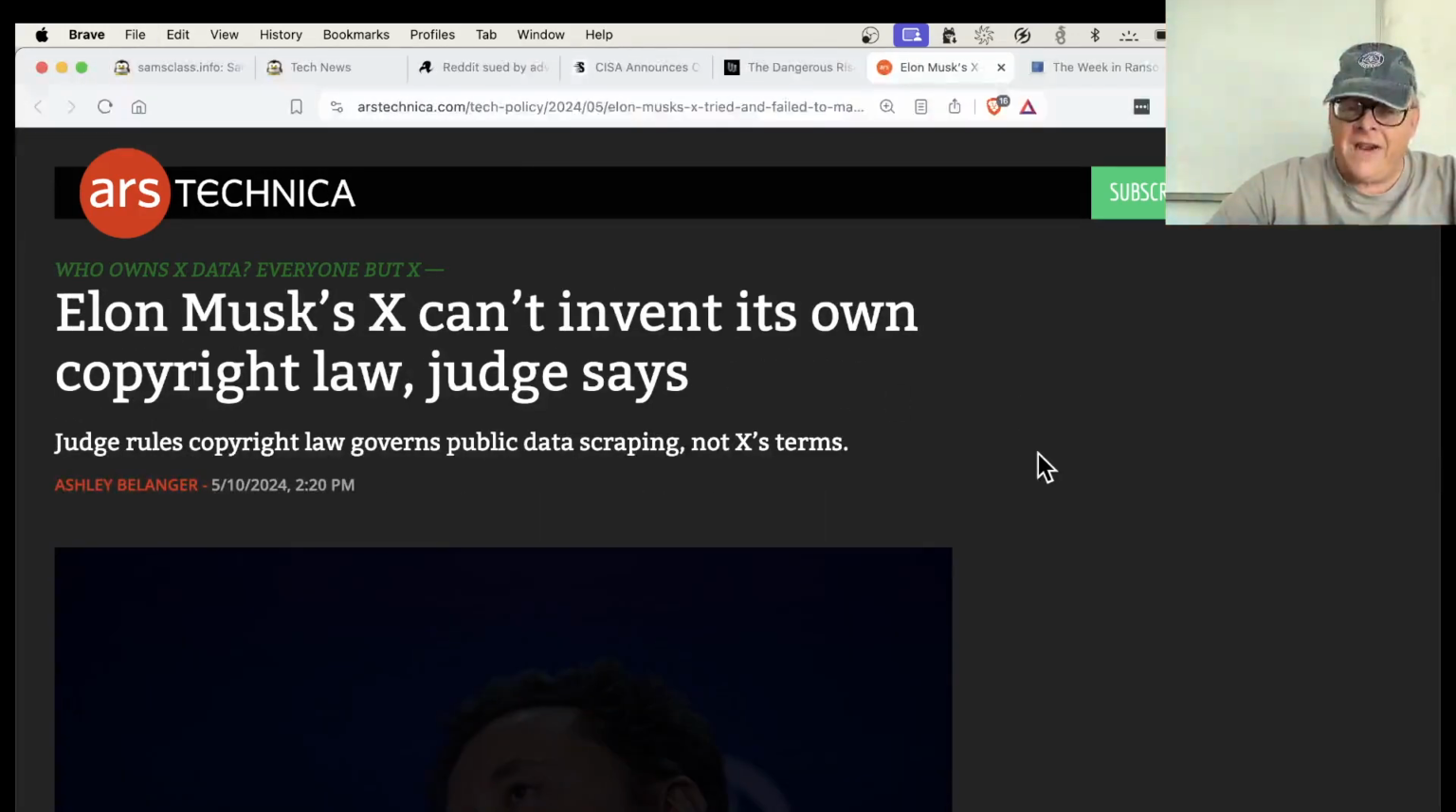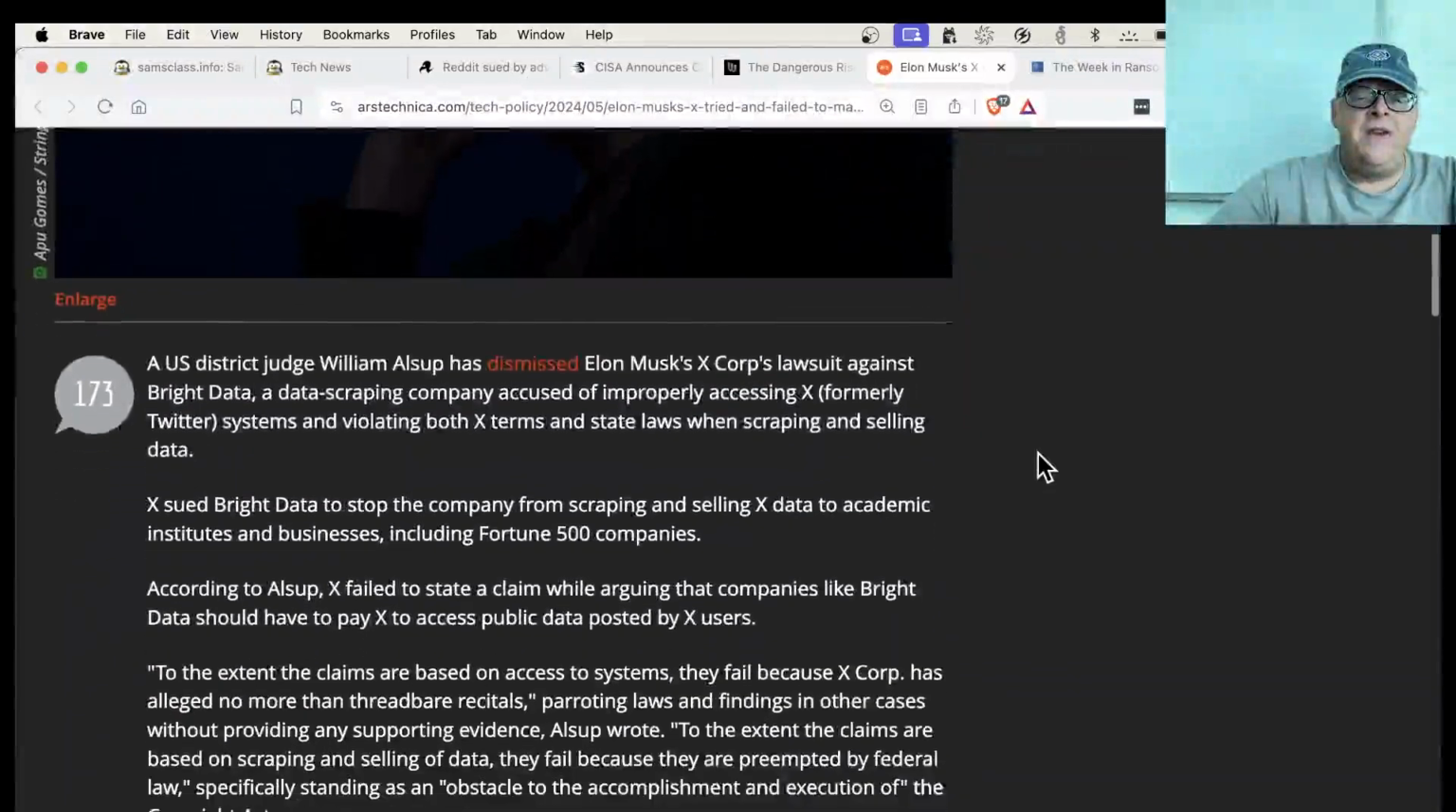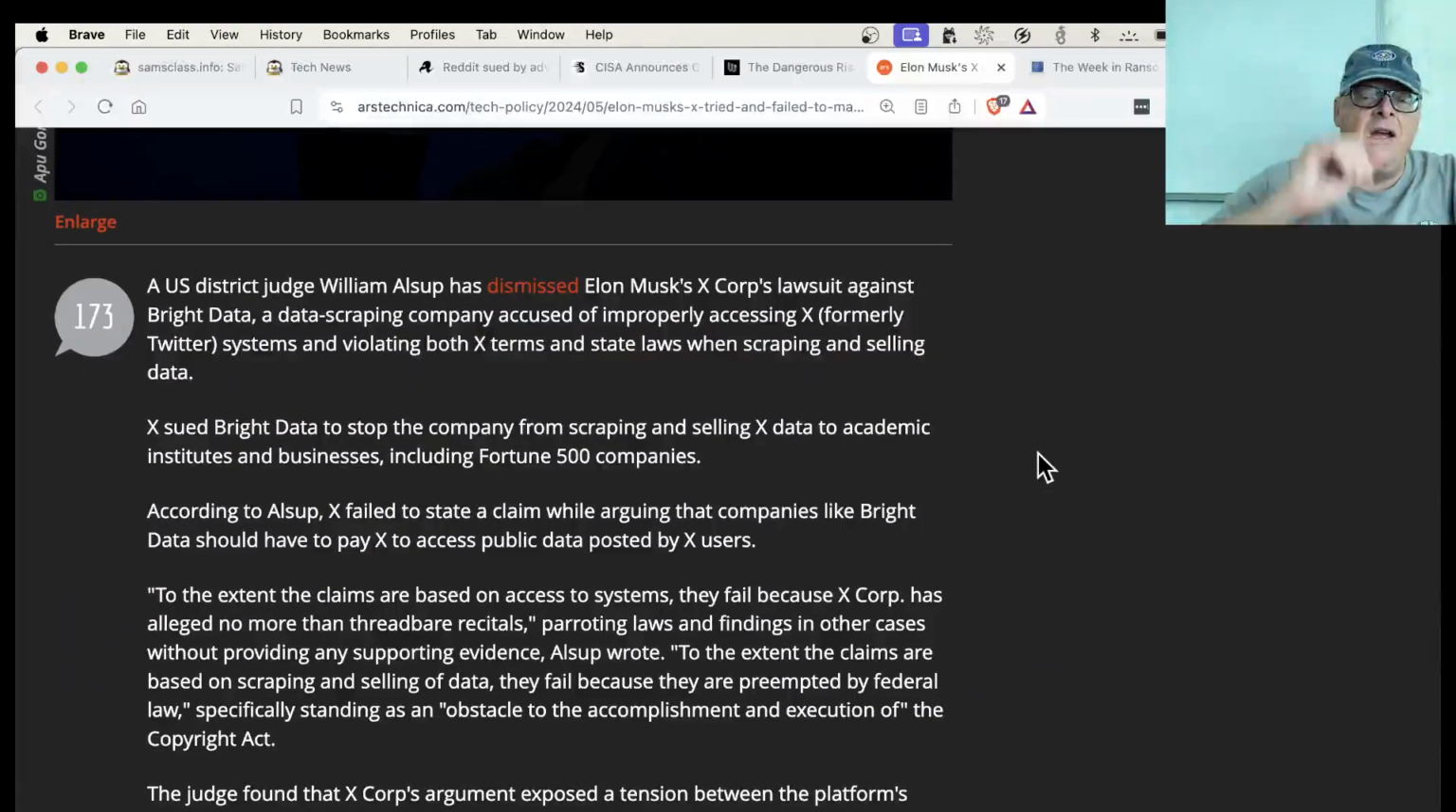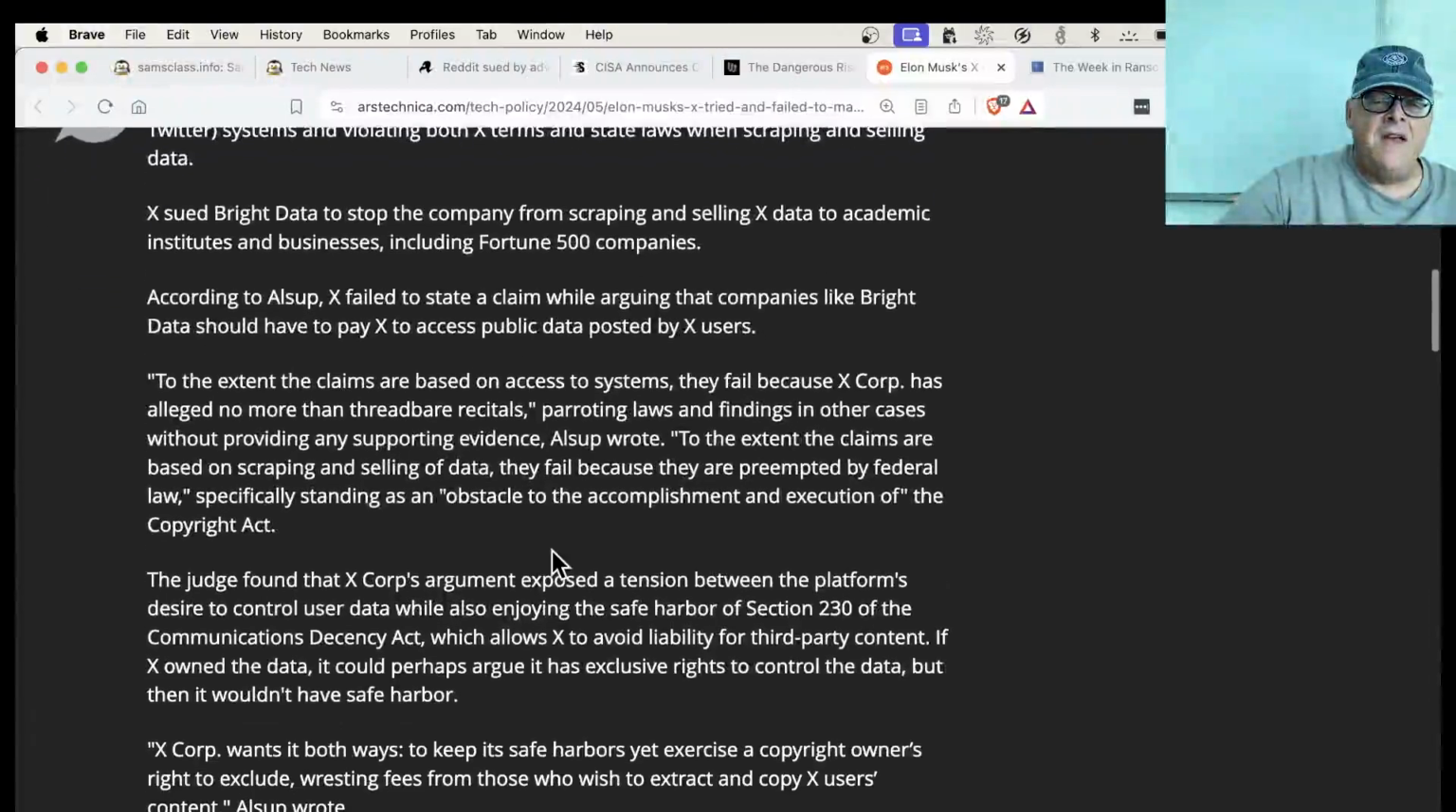Elon Musk's X is trying to do stuff that doesn't actually obey the law. They have a lawsuit against a data scraping company that accessed Twitter systems and scraped out a lot of data and then sold it. And so they want to say that's illegal, according to them. But according to the court, they failed to state a claim, so their lawsuit is not valid. And there's so many of these arguments these days.